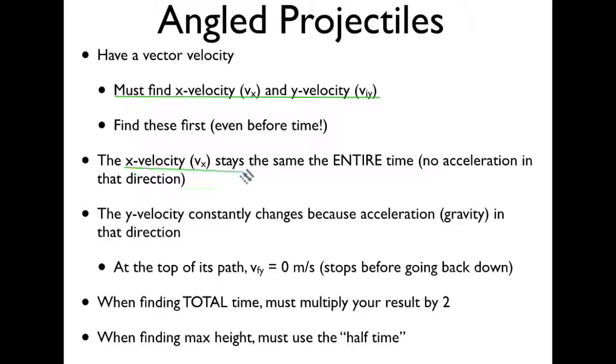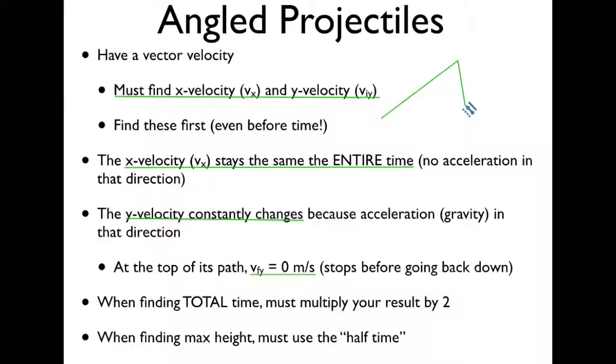Your x velocity is going to stay the same the entire time because you have no acceleration in that direction, so that doesn't change. And then your y velocity is changing, so that's not really any different from a horizontal problem either. What is different is at the top of its path, an angled projectile will have a final velocity of 0. So basically we're going to simplify this.